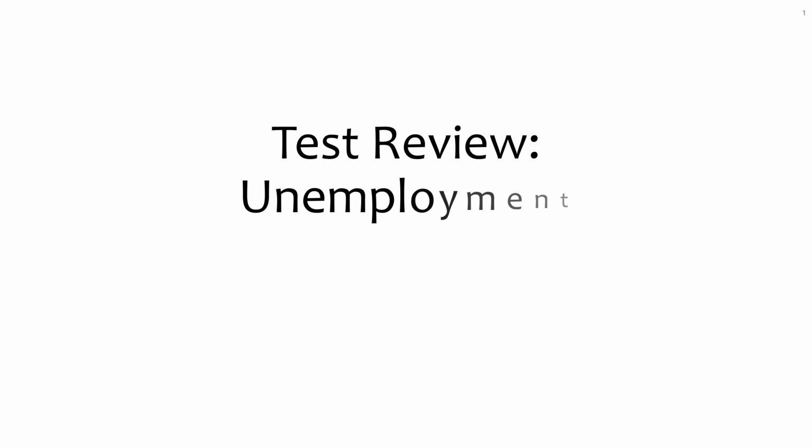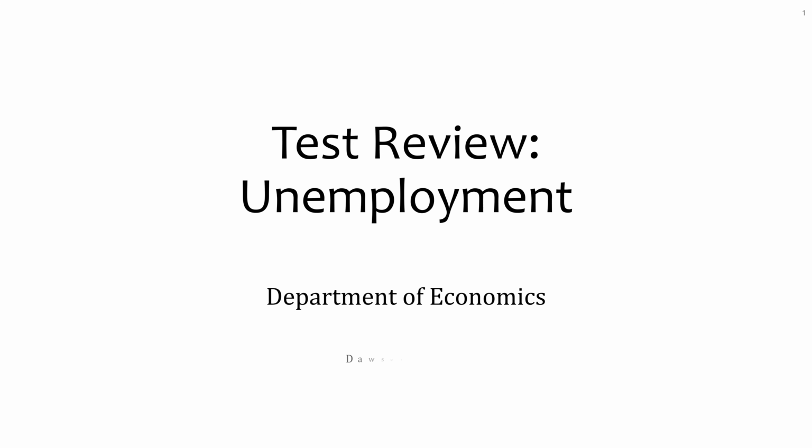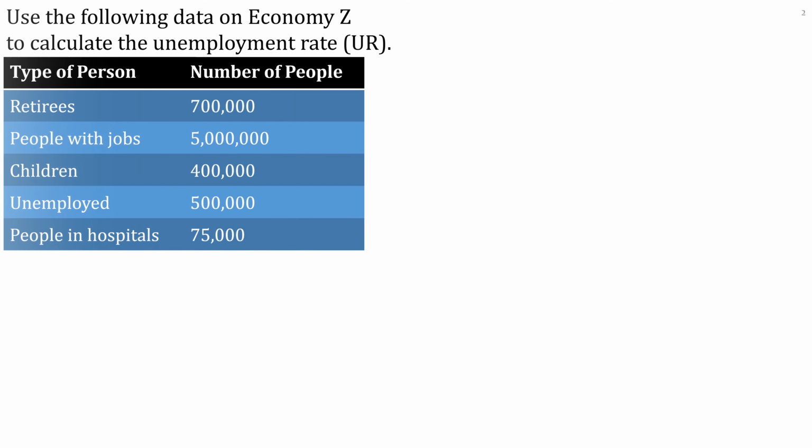So let's practice some questions on unemployment. You're given a table and you're asked to find the unemployment rate. In numerical questions, you always start with the formula that you need to find. So the general formula here is the number of people unemployed over the labor force times 100. Now you check and see which ones you have and which ones you don't have. You know the number of people unemployed, but you don't know the labor force.